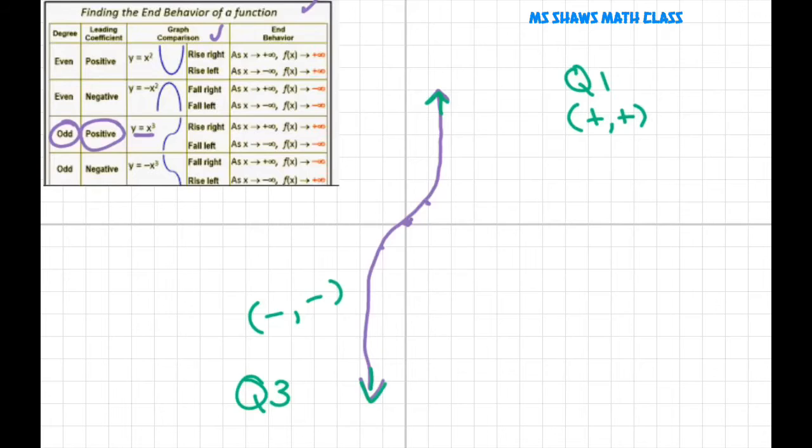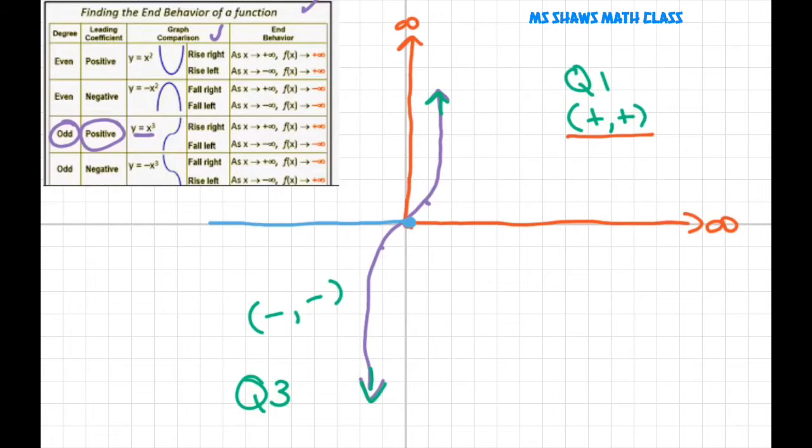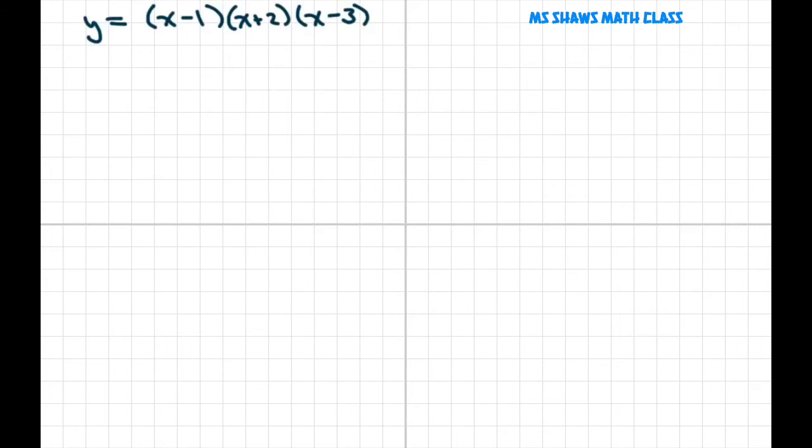Basically all this means is as x gets larger and larger from 0, so does my y, and that puts us in quadrant 1. Similarly, as x gets smaller and smaller from 0, so does my y, and that puts us in this quadrant 3 area here. So that's how we're going to look at it when we graph this. We're starting in quadrant 3, graphing left to right, going to end somewhere in quadrant 1.